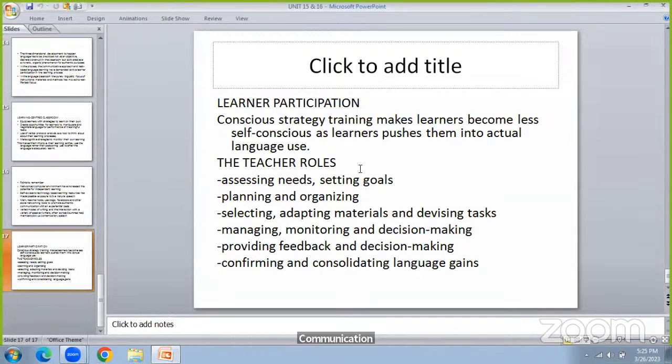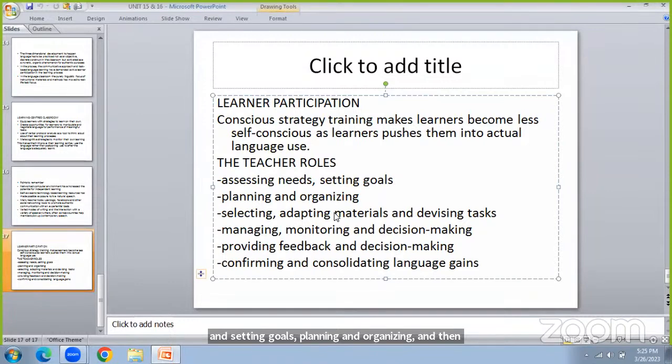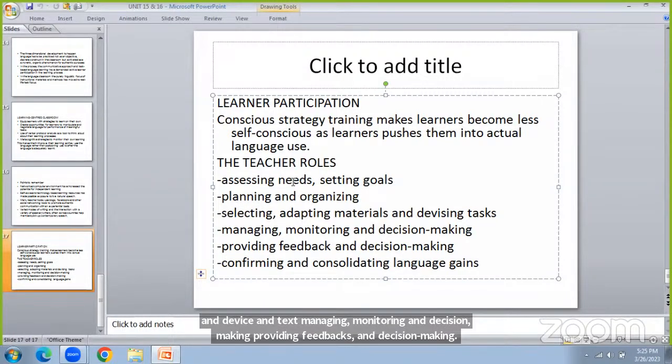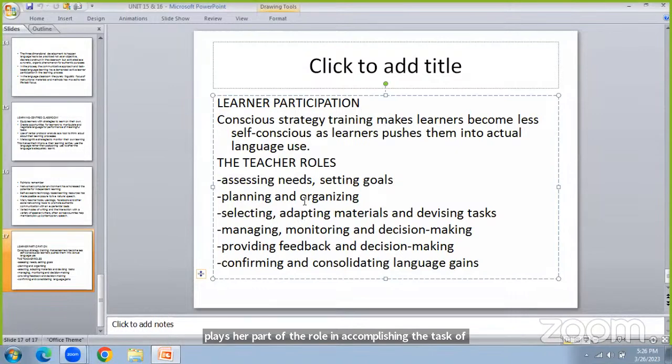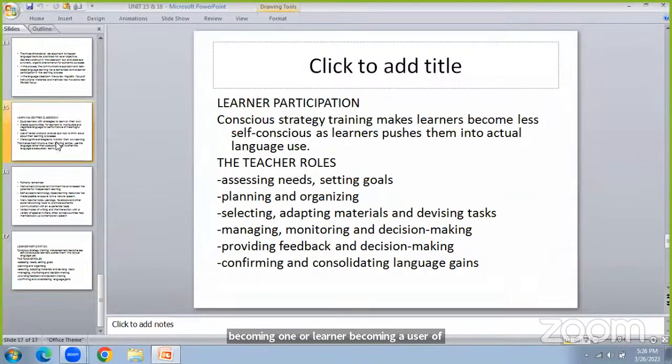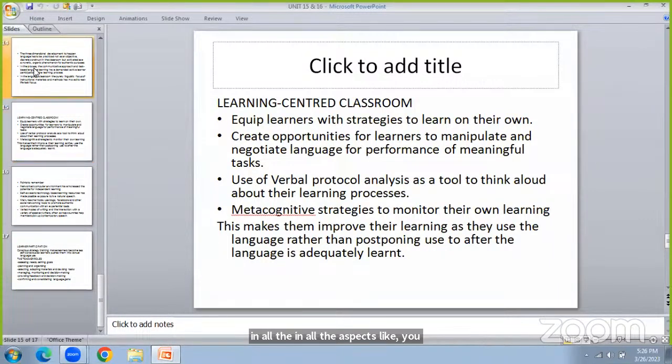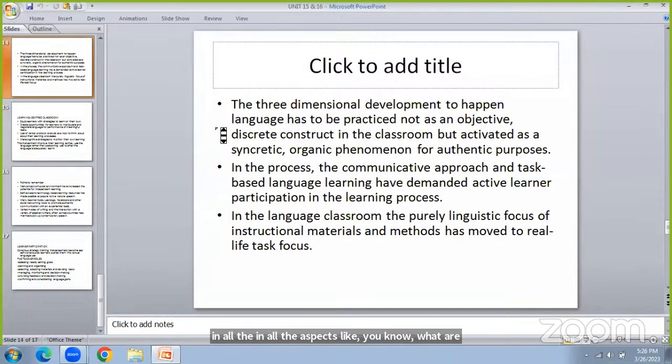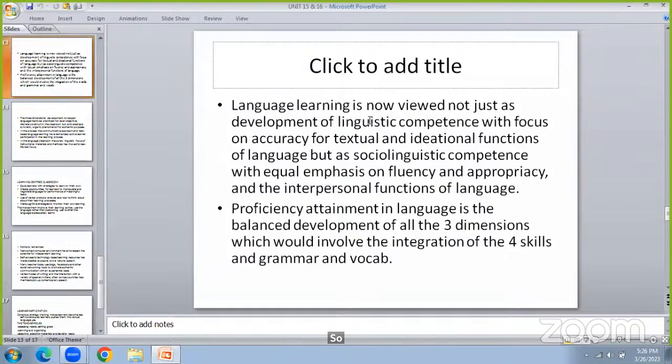So now, the teacher's role. What is the teacher's role? Assessing needs and setting goals, planning and organizing, selecting and adapting materials and devising tests, managing, monitoring and decision making, providing feedback, and confirming and consolidating language gain. This is how the teacher plays her part in helping the learner become a complete user of the language in all aspects. What are the three aspects that we have discussed? Linguistic competence, sociolinguistic competence, and interpersonal functions.